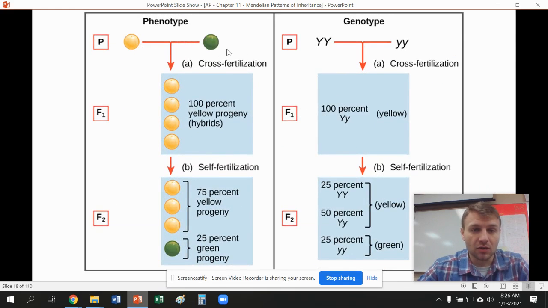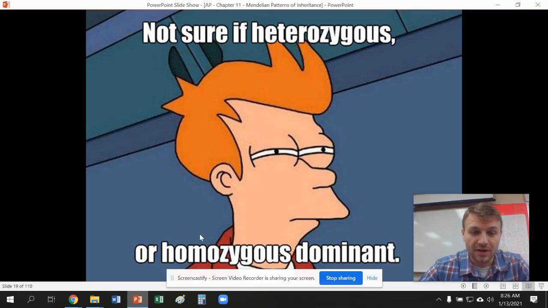Now I'm not using the tall and short, I'm using the yellow and green here. When he crosses these, he's going to get all yellow. So that means yellow is a dominant phenotype here. When he crosses two of these, he's going to get 75%, or a 3 to 1 ratio of yellow to green. This is just showing you the genotypes here, the big Y and little y, little y. You get 100% big Y, little y, and then you get that 3 to 1 ratio of yellow to green. Not sure if heterozygous or homozygous dominant, because both are going to show the dominant phenotype.